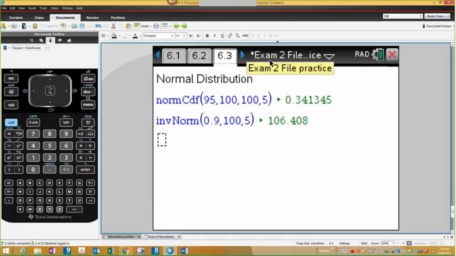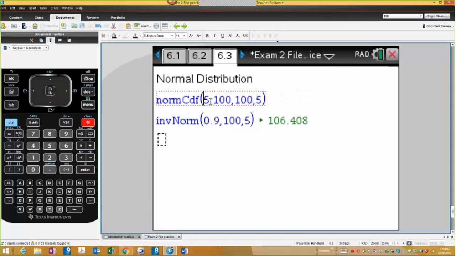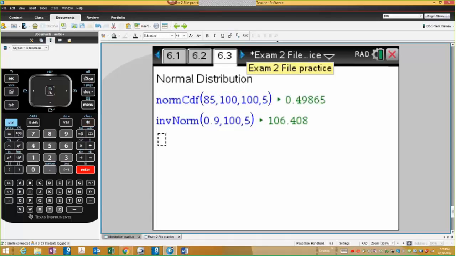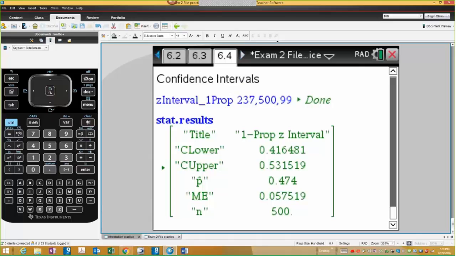The next page is just a normal distribution page, so normal CDF, inverse normal, functions all there, so all we really have to do is change these values. I'll change that to an 85, and as you can see, the calculation is made. And the last thing is a confidence interval page.